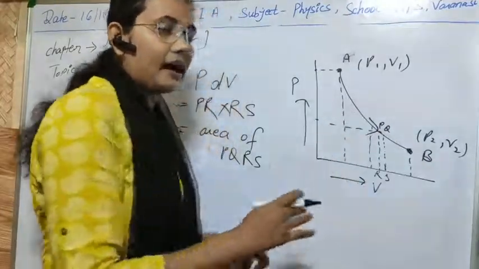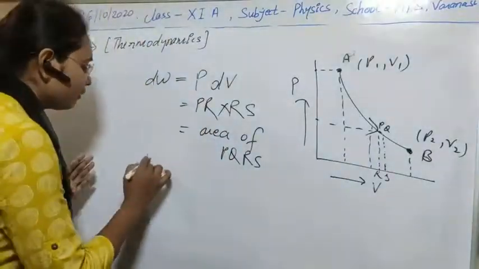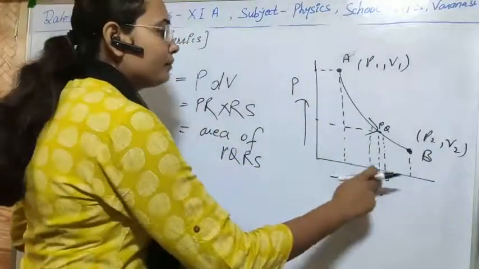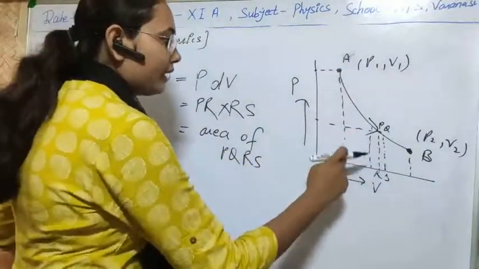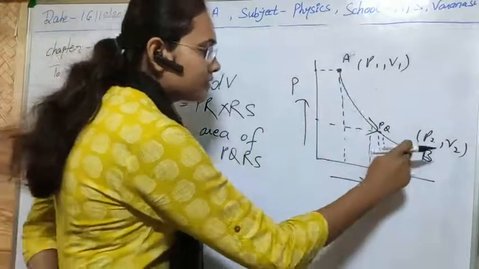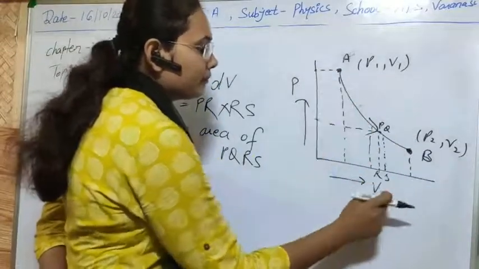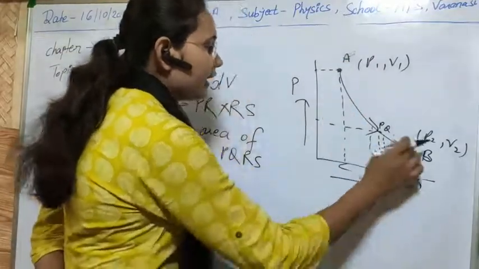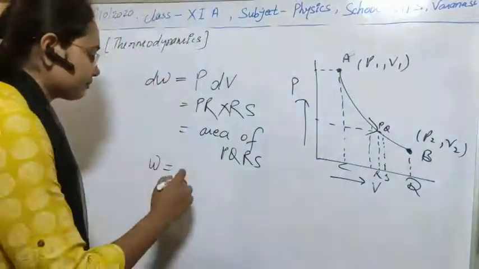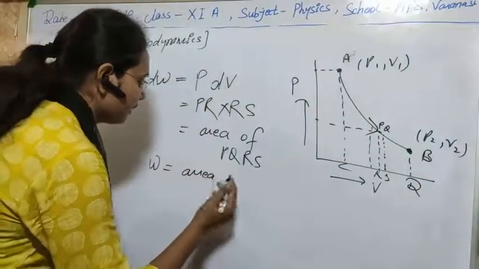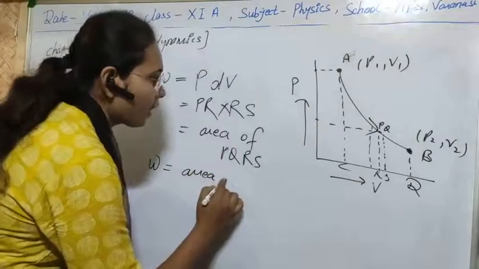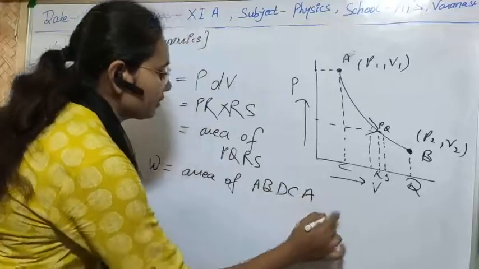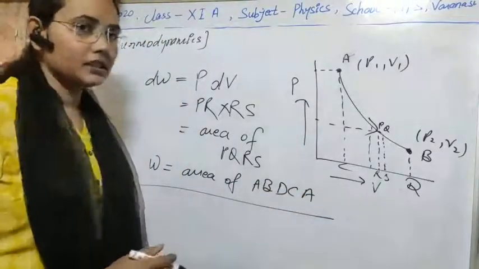In the same manner, after adding all of them, we can calculate the work done in changing the volume from V1 to V2. Finally, that will be equal to the area under the curve AB. Suppose that this is C, this is D, so the area is ABDC. This is the work done in changing the volume.